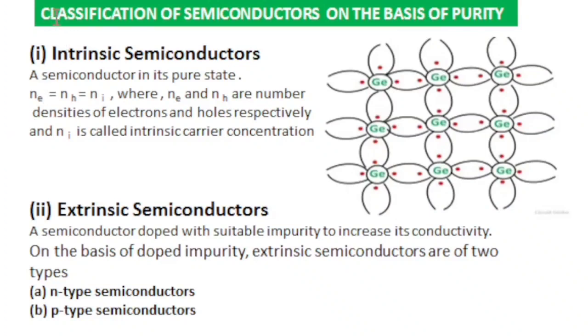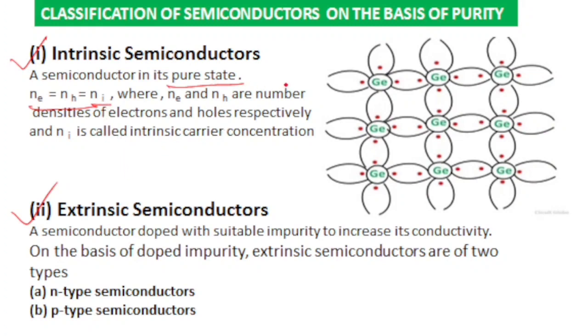After this, I am going to discuss classification of semiconductors on the basis of purity. There are two types of semiconductor. One is intrinsic, another one is extrinsic semiconductor. Intrinsic semiconductors are those semiconductors which exist in pure form, pure state. In case of an intrinsic semiconductor, charge carriers are mainly electrons and holes, and the number of electrons and holes are equal. Both number densities are the same, equal to Ni. Ni is the intrinsic carrier concentration.